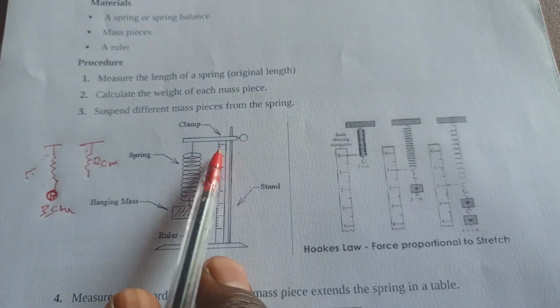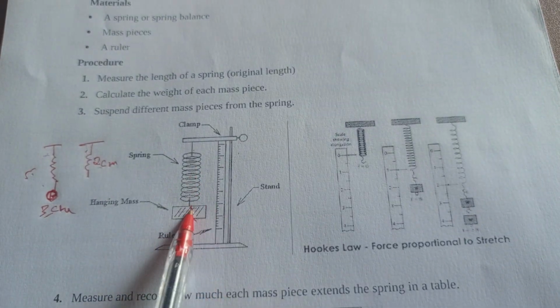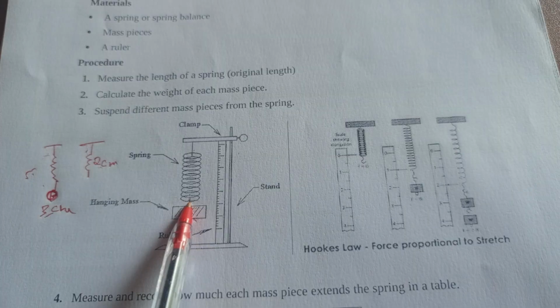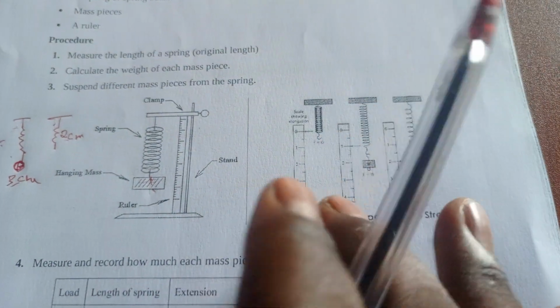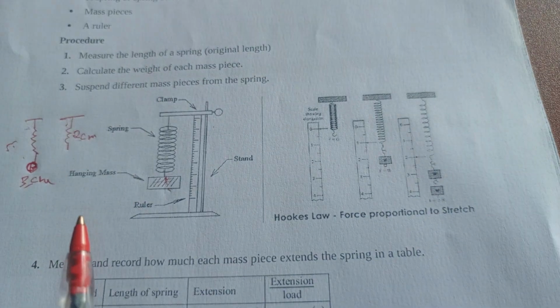As you can see, we have a ruler here to measure. When you put your object here, the spring will extend. Then you get the reading, just like the way it's shown here.